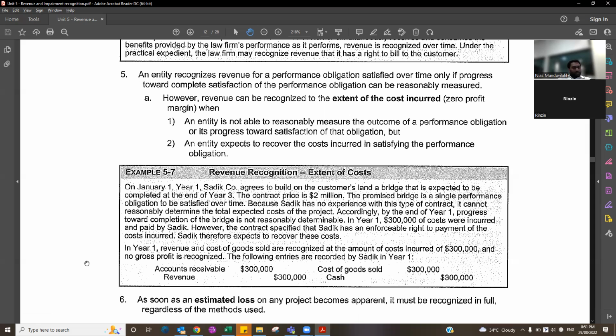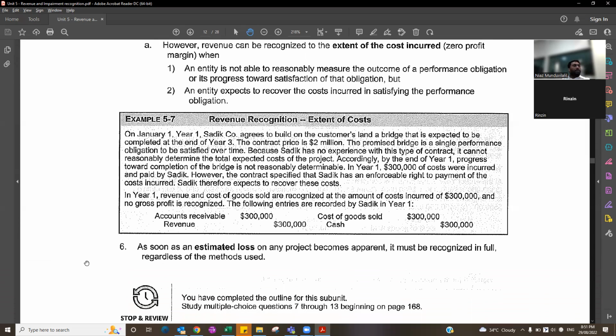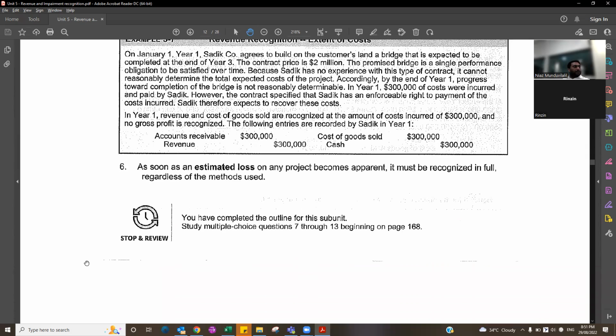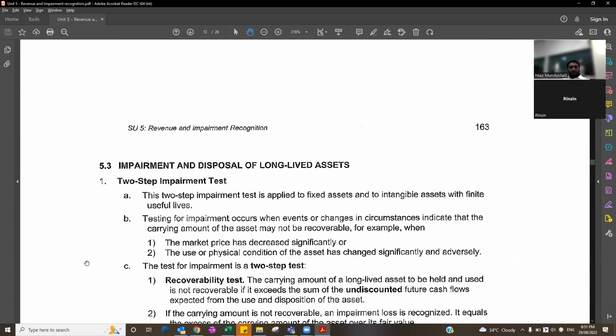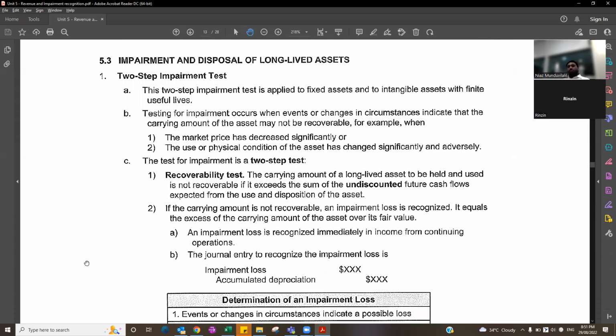Then, as soon as estimated loss on any project becomes apparent, it must be recognized in full, regardless of the methods used. Here, impairment and disposal of long lead assets.